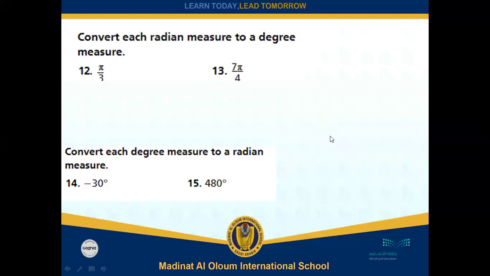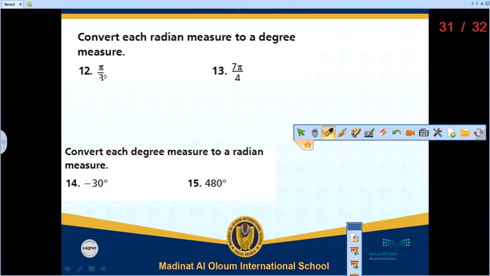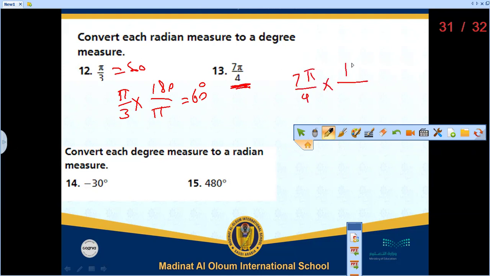Now, this is what I need. He said, convert each measure to degree. Pi over 3 multiplied by 180 over pi makes 60. It means this one is 60 degree. This one, rad 7 pi over 4, I would multiply by 180 over pi to change it into degree. Seven over four times 180 makes 315.